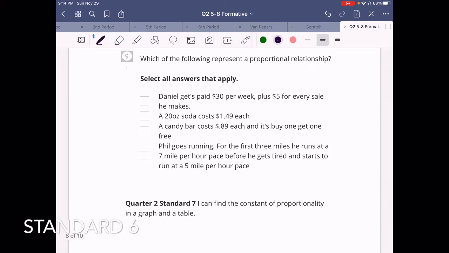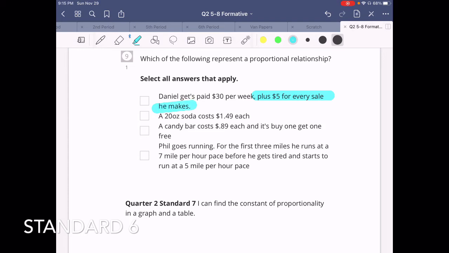All right, number 9. Which of the following represent a proportional relationship? Select all answers that apply. These questions are so hard because you have to get all of them right. All right. Daniel gets paid $30 per week plus 5 for every sale he makes. Plus 5 for every sale.